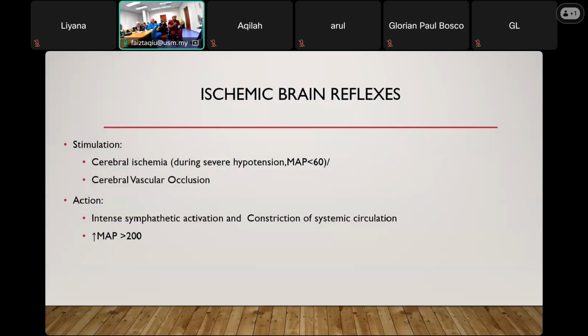Isn't it? Sebab dia cerebral ischemia, isn't it? So what will happen to the sympathetic outflow? Will increase further or not? I mean, normally it's already increased. Your hypoxia, you blood loss 1 liter. But when this happens, it will increase even further. So then what happens, the effect of that?